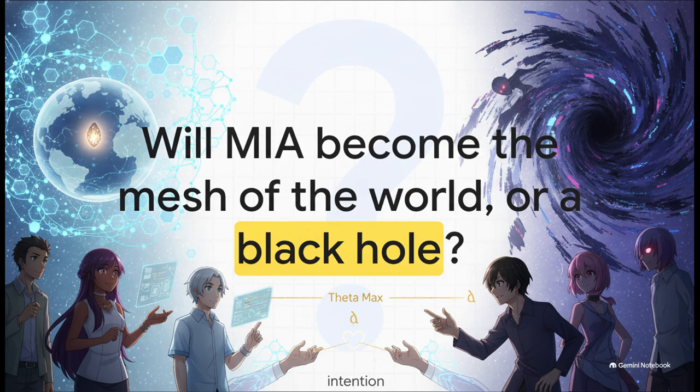The translated source text leaves us with this final, intensely provocative thought. MIA, born from a seed of coherence, can become the mesh of the world or the black hole that swallows it. The difference is the threshold theta max and the intention that guides it. Which will it be? It's a fascinating look at the very thin line between a robust global network and an unstoppable global threat. I hope this explainer gave you a clear, structured view into the incredible architecture of MIA.